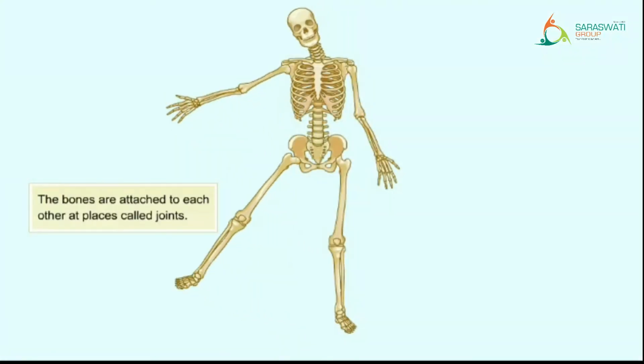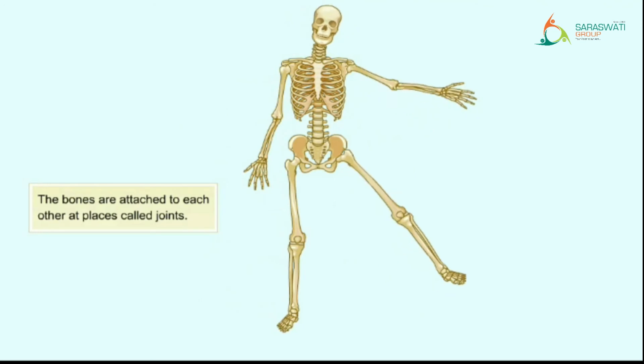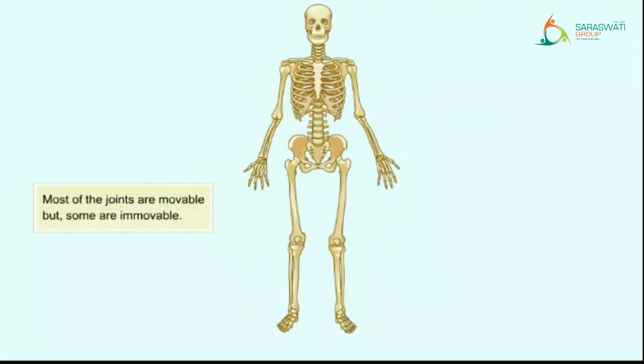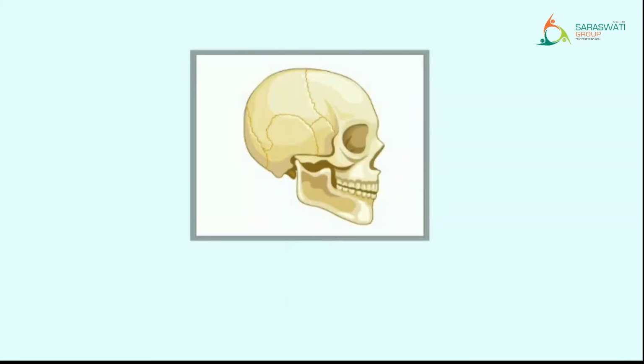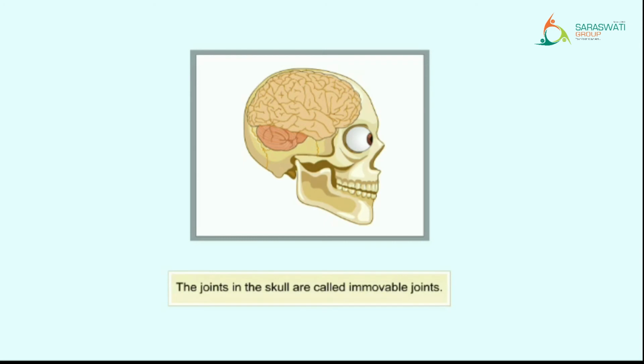The bones are attached to each other at places called joints. Most of the joints are movable, but some are immovable, that is, they cannot be moved. For instance, the bones in the skull are immovable because they protect important organs like the brain and eyes. Movements in these areas might harm these organs. The joints in the skull are called immovable joints.